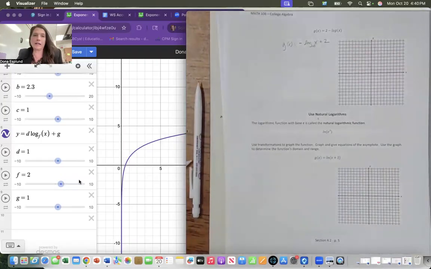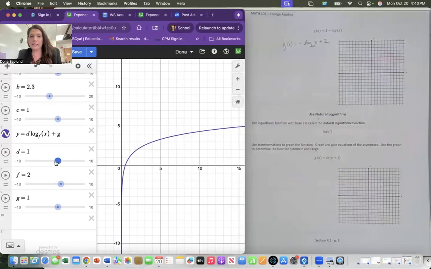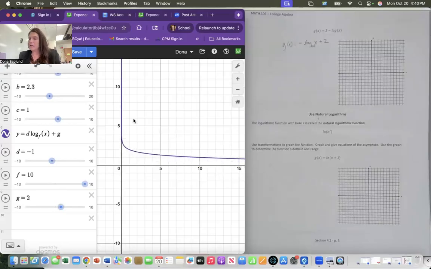So if I come back over here to my graph that I have the sliders on, I can let D equal -1 because that's what has a negative in front of it. Then I'm letting F represent my base, and it's going to be represented by 10. And then G is going to be +2, so it's adding 2. So that's the graph of this function.